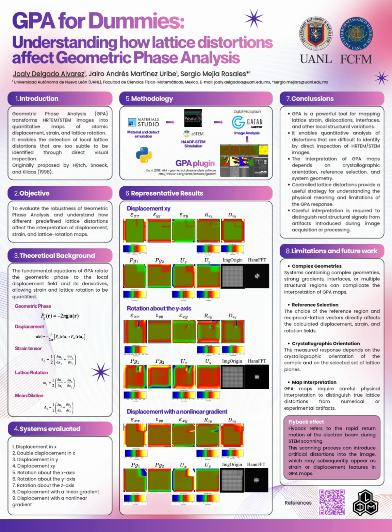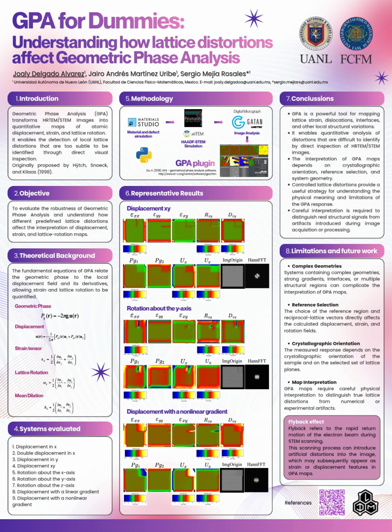Some lattice distortions are too subtle to identify through direct visual inspection, and some apparent features in the maps can be caused by image processing choices rather than by real structural changes. Therefore, the objective of this work was to evaluate the robustness of GPA and understand how different predefined lattice distortions affect the resulting displacement, strain, rotation, and dilation maps.